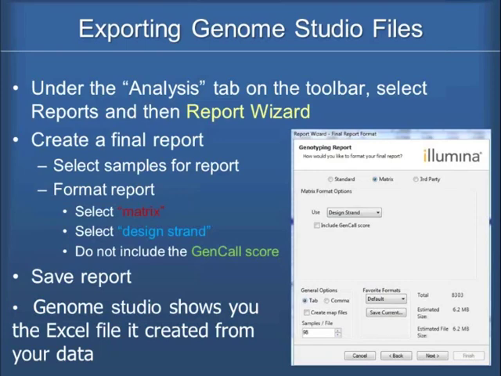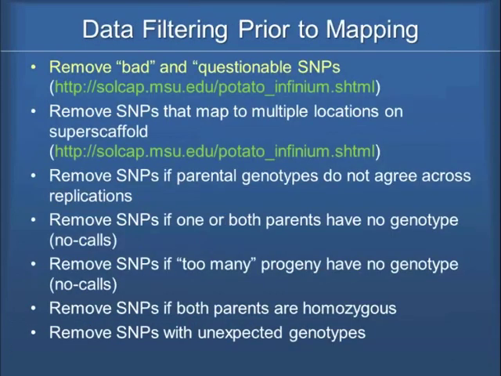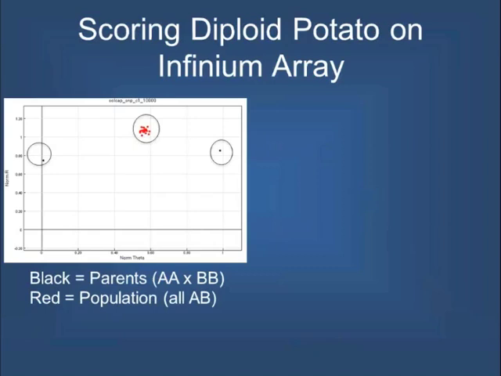Okay, and so they have a tool called Report Wizard, and so you go into that, and what you do is just select matrix. Remember earlier I talked about design strand, so you select the design strand to use as your reference call, and then remove the GenCall score, we don't need to include that in this report. It's called a report, and what it's creating is a text file that we can then import into Excel. Okay. So first thing we want to do is remove bad and questionable SNPs.